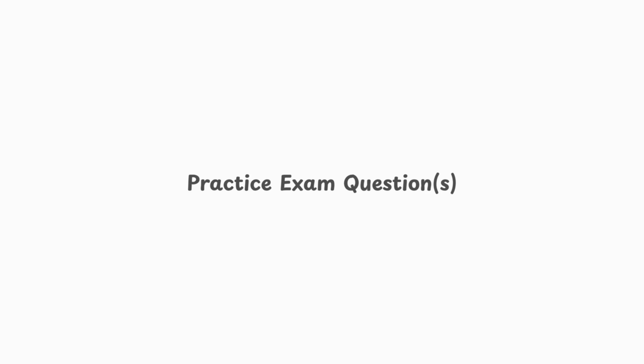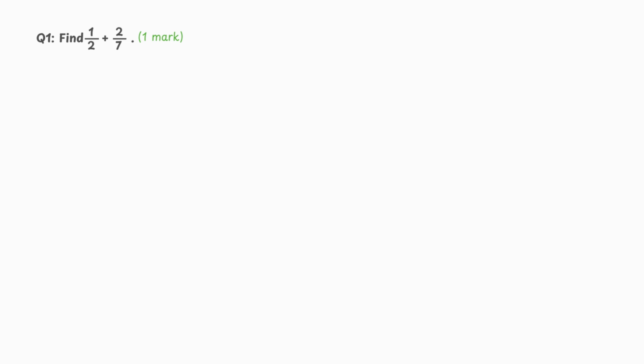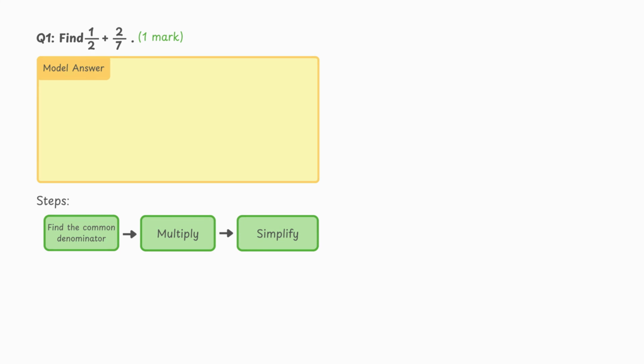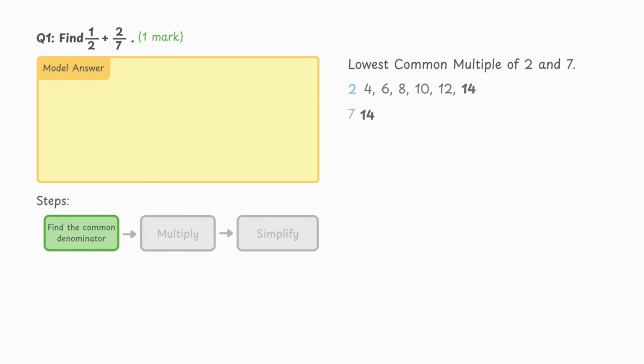Now, let's dive into some exam-style practice questions. You can pause the video and try yourself. So for the first one, we have here 1/2 plus 2/7. Follow the steps to obtain the final answer. First, we will find the common denominator of 2 and 7. By finding the lowest common multiple of these two, we get the common denominator, which is 14.